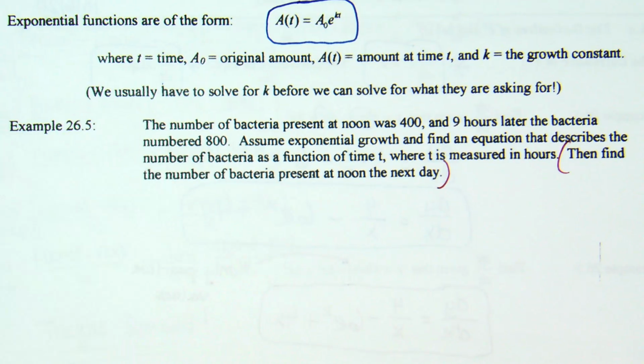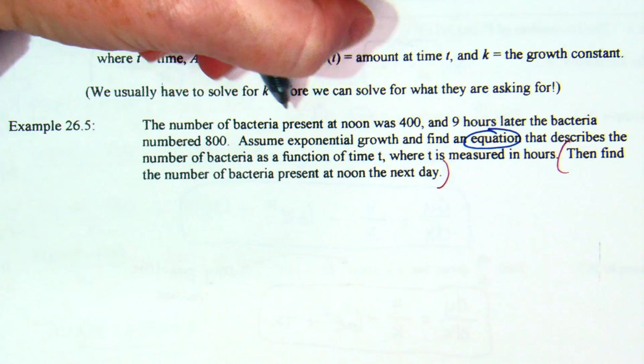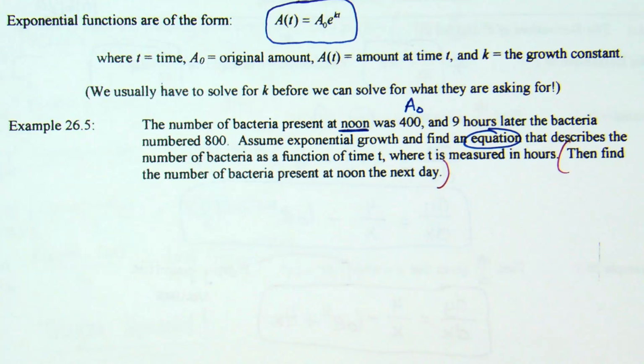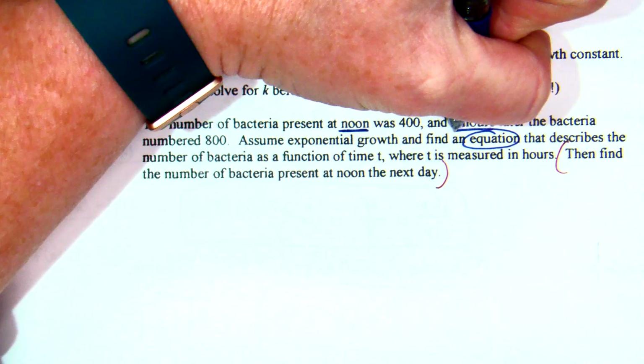Okay, so what kind of information can you tell me? The number of bacteria present at noon was 400. And 400 is going to be our A naught, A sub 0, A initial, whatever you want to call it, right? Nine hours later is a time. Because this is all we're working to find, we're going to have to work to find k here. So we're using all the givens to find k.